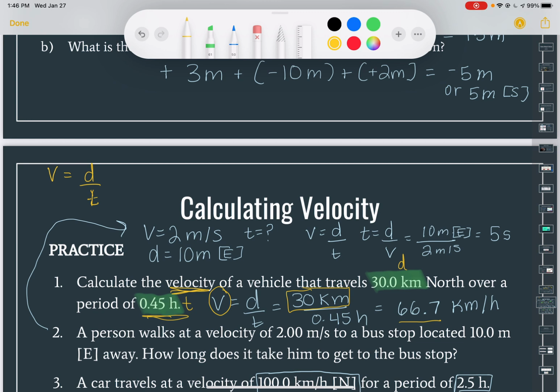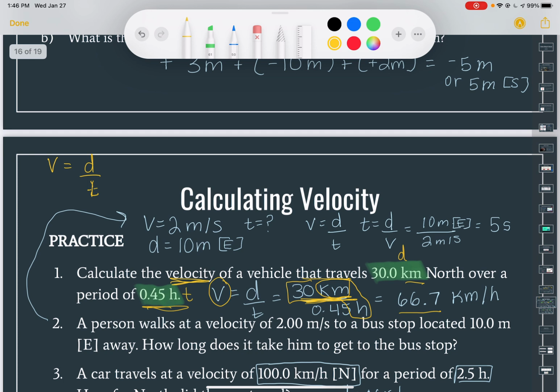How do we know it's kilometers per hour? Well, we've got kilometers divided by hours. So these just stay how they were in the question. You should also know that speed is measured in kilometers an hour, so that will give you a hint there.